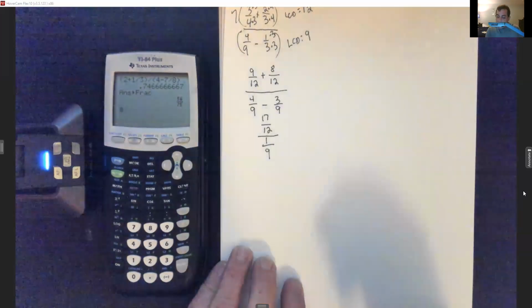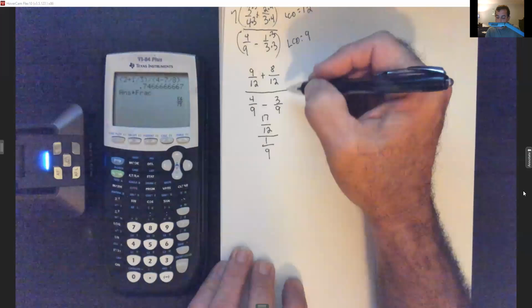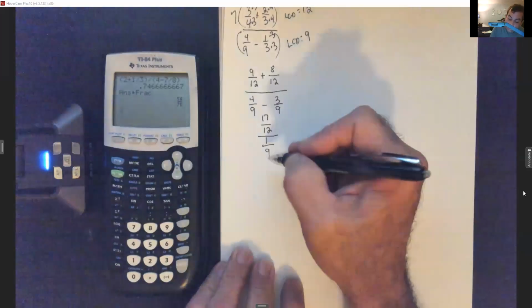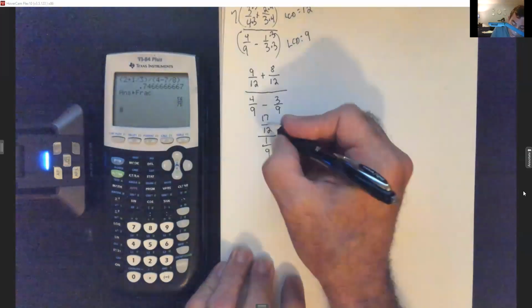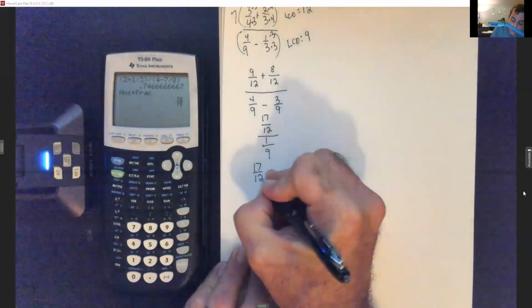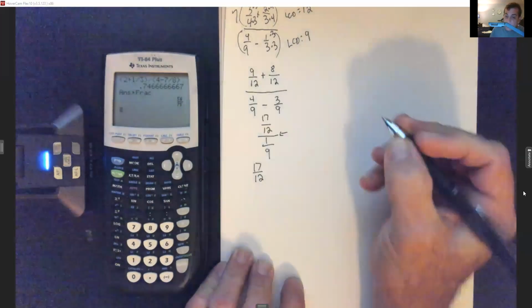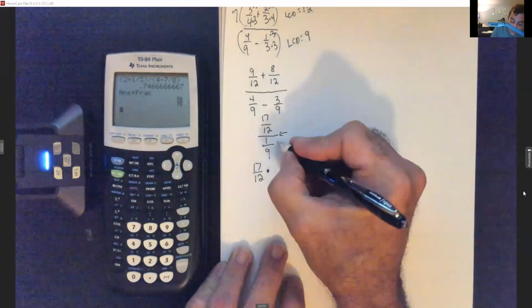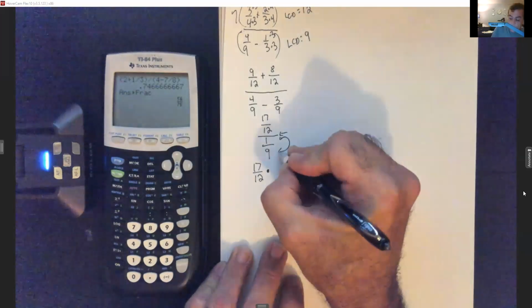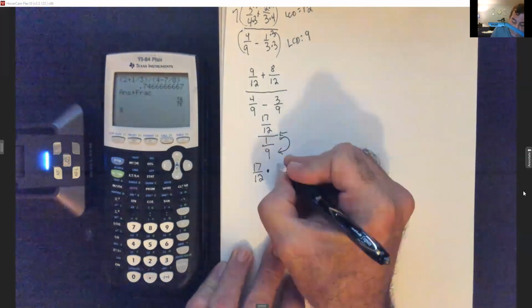So really, common denominators turn them into one fraction. Now that I've got one fraction over one fraction, I'm going to take the top, 17 over 12, change from division to multiplication, and then flip the second fraction so that 1/9 becomes a 9 over 1.